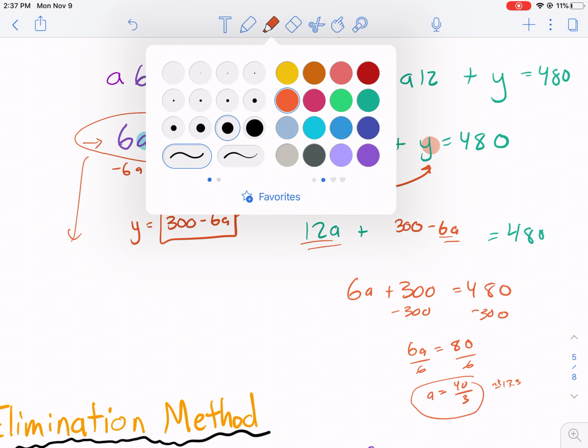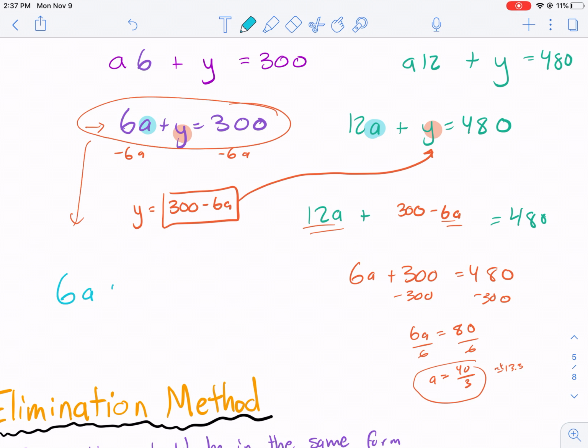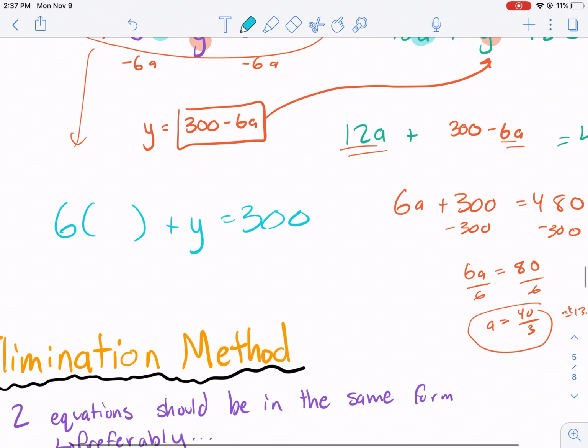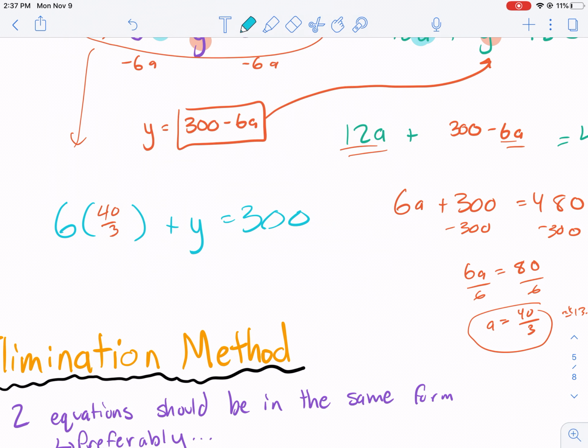Okay, for my solution, I'm going to use this color. So I have 6a plus, oops, I forgot to substitute. 6 times my value of a plus y equals 300. I'm trying to solve for my one-time cost, which is y. And I put in 40 over 3 in orange. When I multiply 6 times 40 over 3, essentially this 3 cancels with the 6, leaving you 2. 6 divided by 3 is 2. So now I have 80 plus y equals 300. I subtract 80 from both sides, and I get y equals $220.